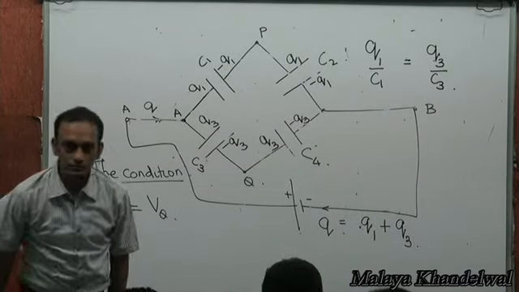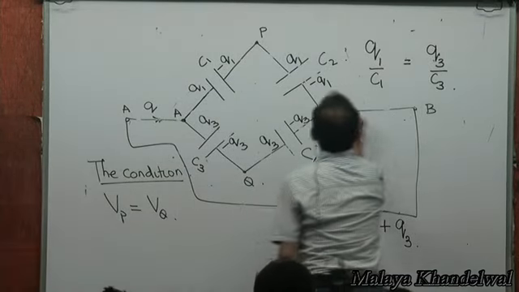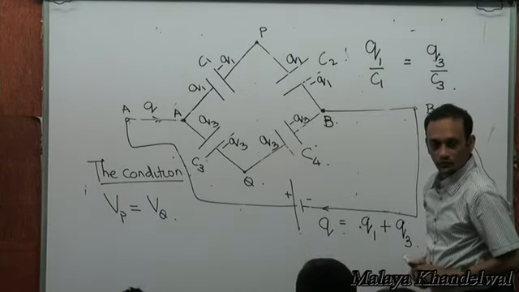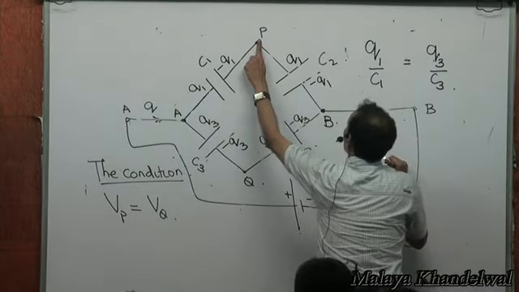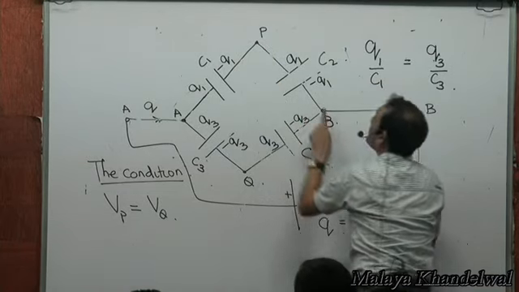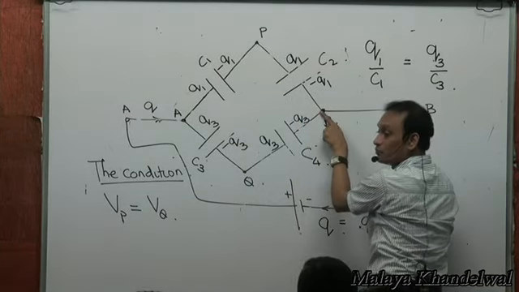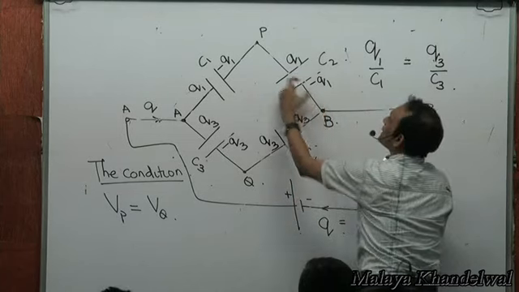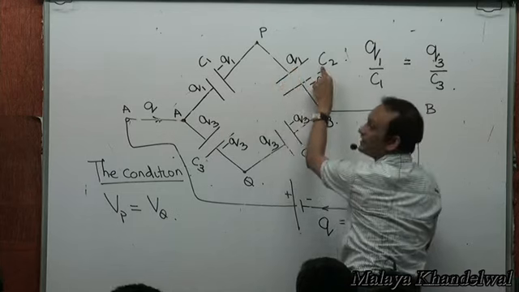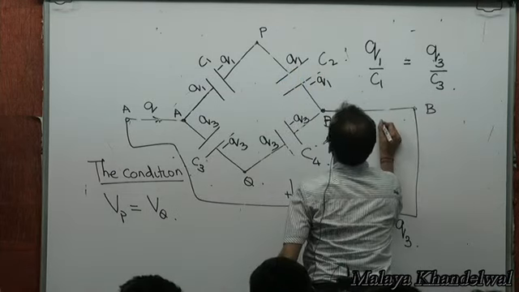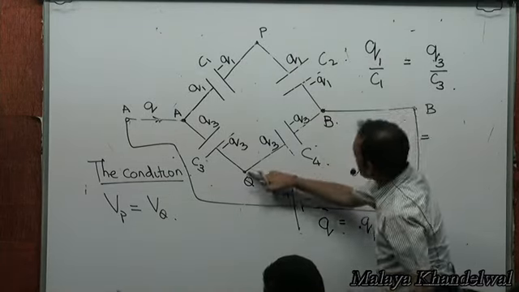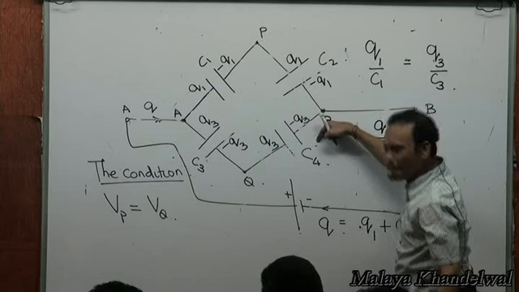Does it make sense? Now, this point and this point are electrically the same, right? P and Q are at the same potential. So the drop from P to B must be the same as the drop from Q to B. What's the drop from P to B? That's the drop from this plate to this plate, which is the algebraic charge on the first plate divided by C2. So that makes it Q1 by C2 equals the drop from Q to B, which is Q3 by C4.